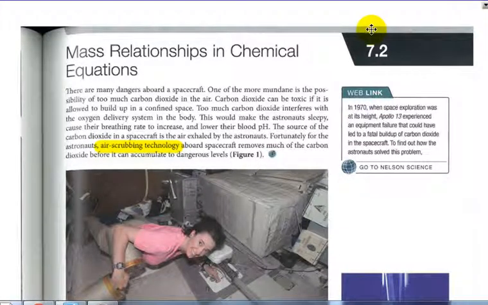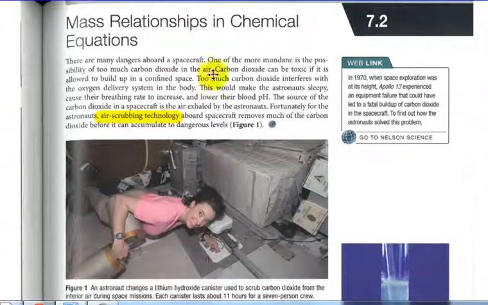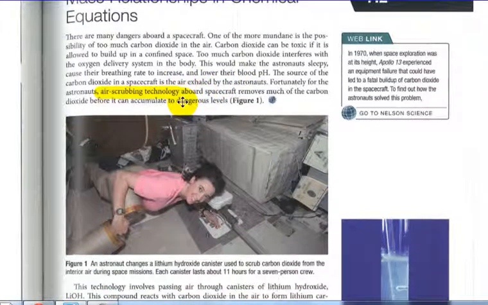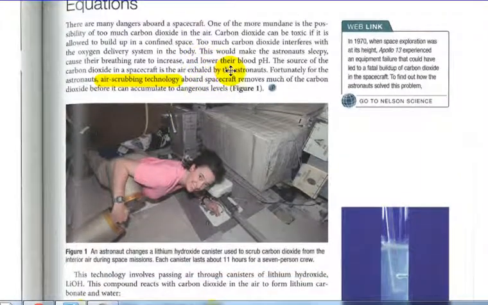This is section 7.2, Mass Relationships in Chemical Equations, in the FC3 section. With this one, we'll be looking at mass questions. The beginning of the booklet starts off with astronauts being out in space. The biggest problem here is how, when you're constantly breathing in oxygen and expelling CO2, you get rid of the CO2 in a spacecraft.